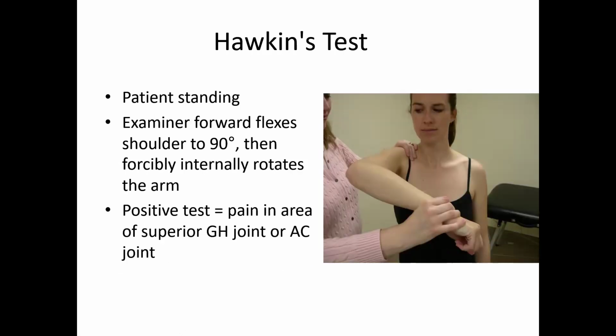This is the Hawkins test. The difference from the previous test is that there the elbow was straight, and in this test the elbow will be bent, there will be flexion of the elbow. The patient will be made to do internal rotation, and if there is pain on internal rotation in this position, that will again be an indication of subacromial impingement syndrome.